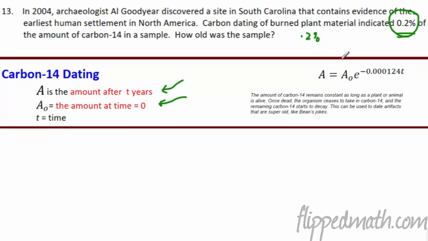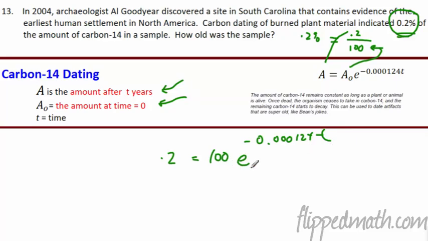That means what? Percent means out of 100. So that would mean that you'd have 0.2 if you started with 100. It'd be 0.2 out of 100. So the initial starting value is 100. That would be this right here. And the amount left would be 0.2. All right? Does that make sense? So 0.2 equals, we started with 100. Or theoretically, if we started with 100, we'd have 0.2 left. And this is times e to the negative 0.000124 t. We can solve this equation.